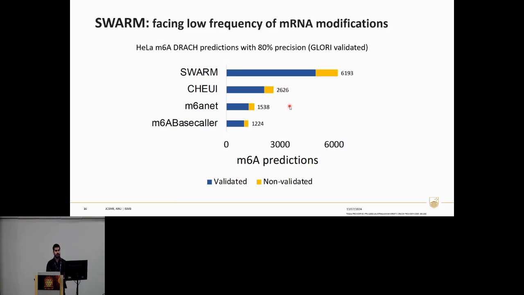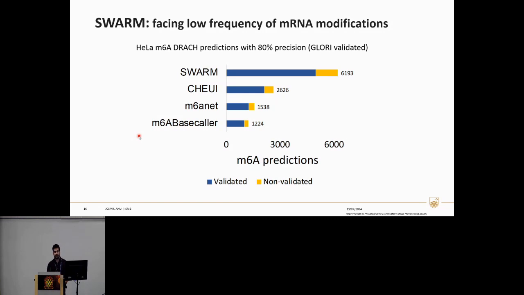In this benchmark here, we are looking at 4 different tools, Swarm, Chewy, M6ANet, and M6A base caller, where we've predicted with each tool on the HeLa transcriptome, and we've only selected the DRACH sites, which are the majority of sites that are known to be the motif that's modified by M6A. And as each of these tools gives us a way to threshold sites, we've selected thresholds to remain with 80% of sites that are validated by GLORY, and the 20% are not validated by GLORY.